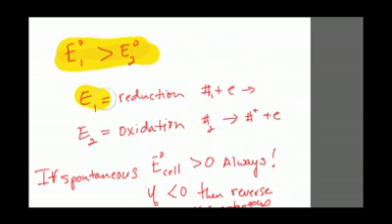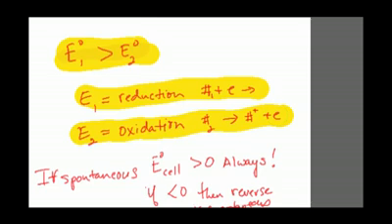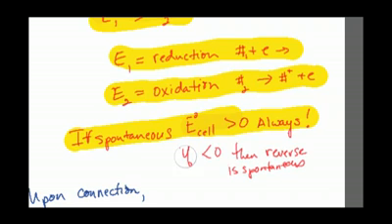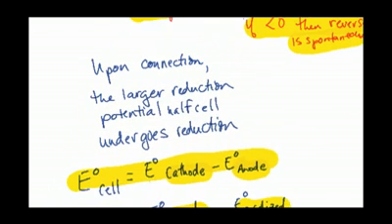The one that's greater undergoes reduction, and the electrons are on the left side, whereas the one that's less undergoes oxidation. Okay. If the reduction potential is greater than 0, it always undergoes a spontaneous redox reaction, and if it's less than 0, then the reverse is spontaneous. Okay.